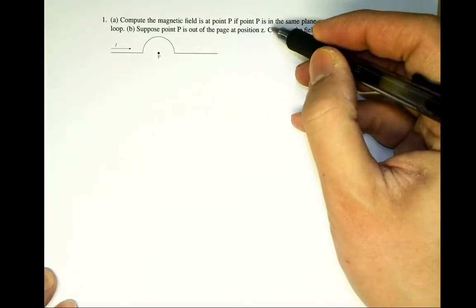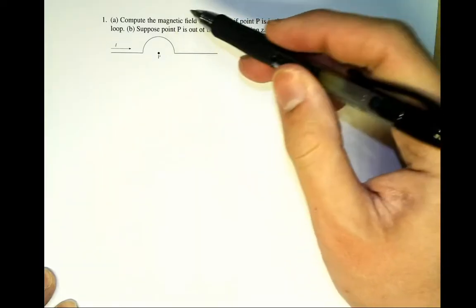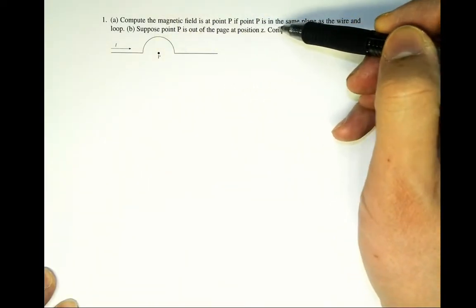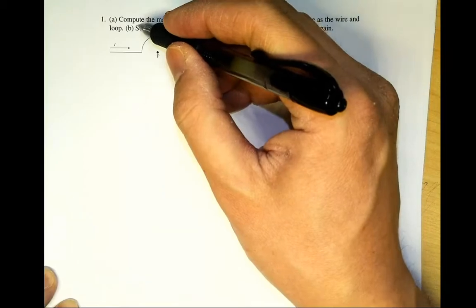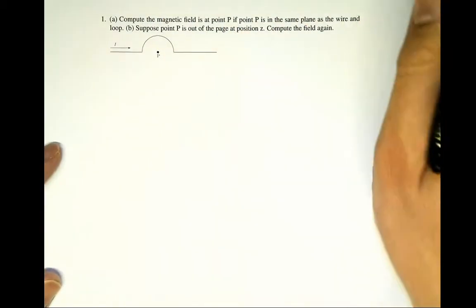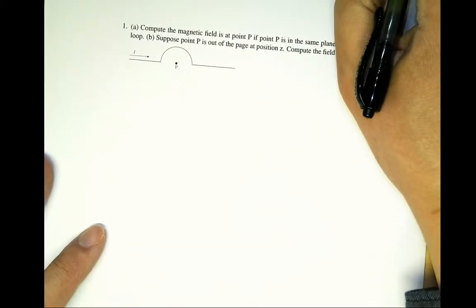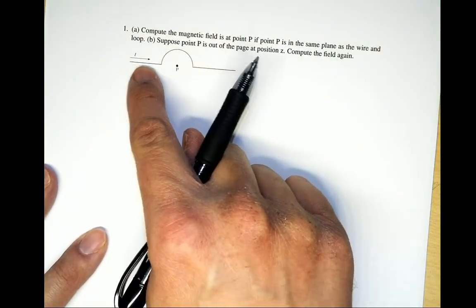Let's consider the following problem. Compute the magnetic field at point P if P is in the same plane as the wire and loop. B. Suppose P is out of the page. Compute the field again. I'm going to just do part A for this one, because that's all that is really necessary for this problem. All right, so let's consider the following situation.